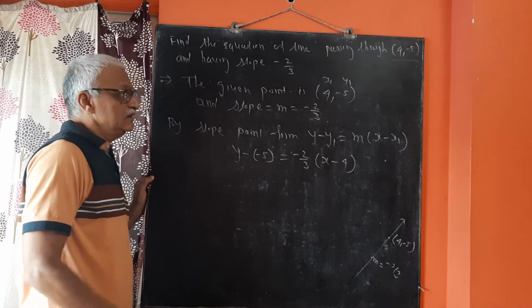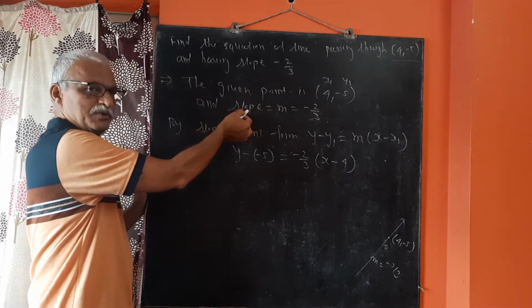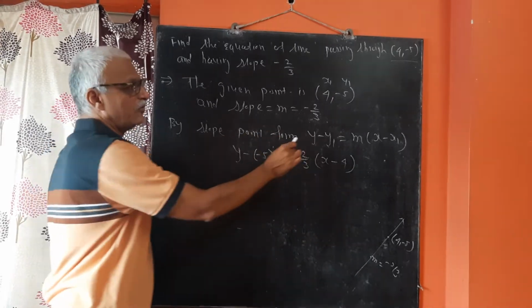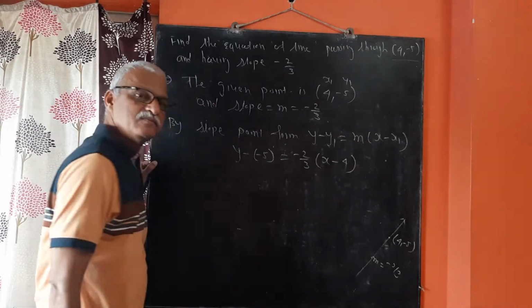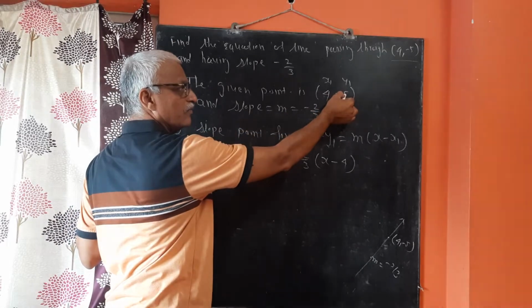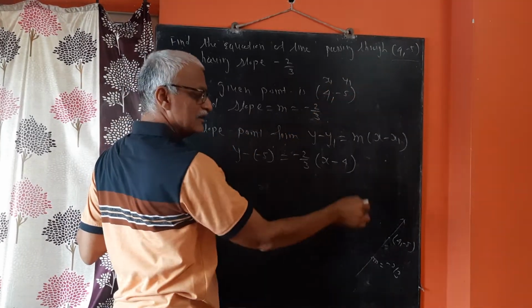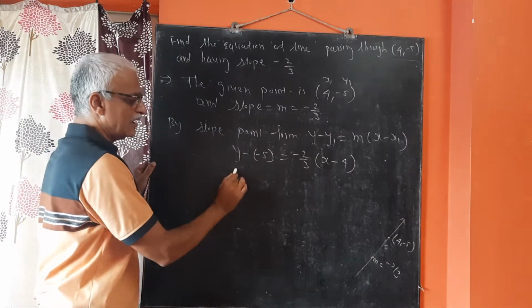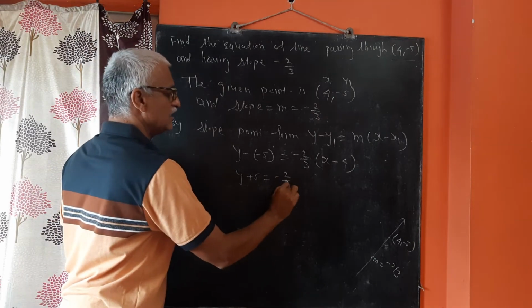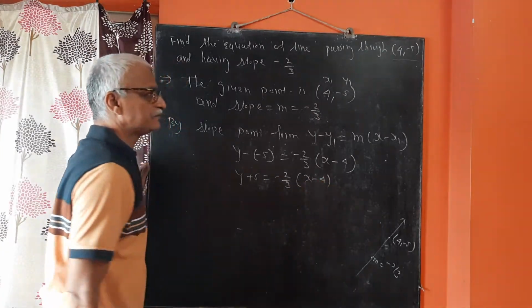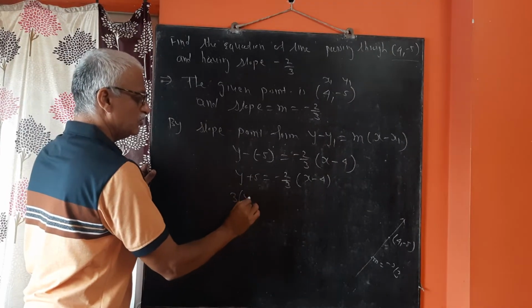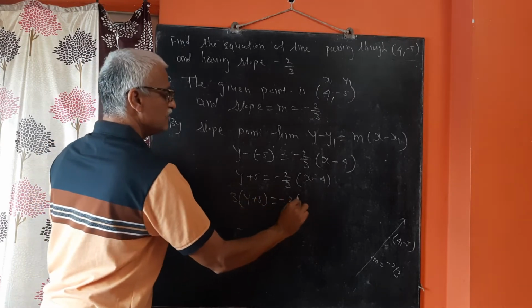I repeat again. Since the point is given and slope is given, we are considering the slope point form. Our slope point form is y minus y1 equals m into x minus x1. Substituting the values of x1 and y1, x1 is 4 and y1 is minus 5. x1, y1 means the point through which that line passes. So here we will get y minus of minus, that means plus 5 is equal to minus 2 by 3 into x minus 4. By cross multiplication, it will be 3 into y plus 5 equals minus 2 into x minus 4.